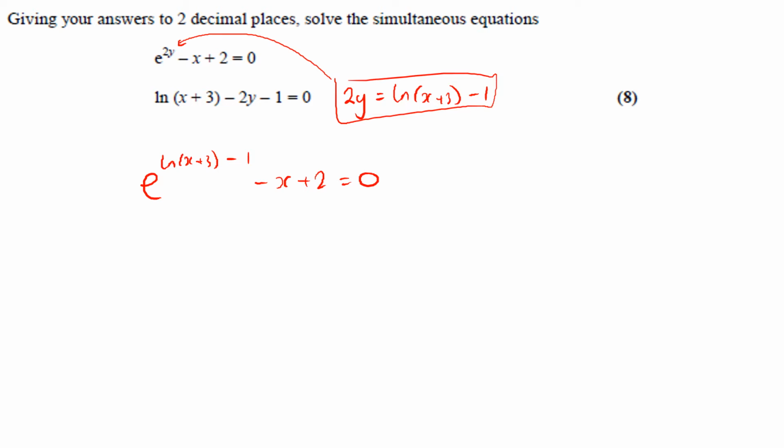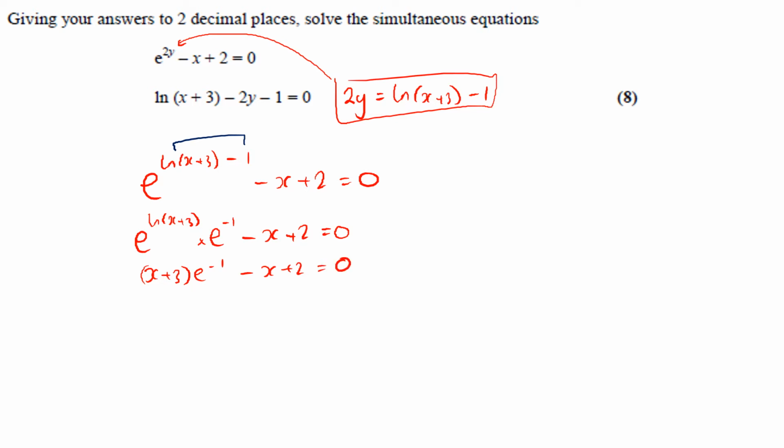Well, we can split apart this index using index rules and say that we have e to the ln of x plus 3 times e to the minus 1. Obviously, if we times things together, the indices would be added together. Minus x plus 2 is 0. And then we can tidy stuff up. So e to the power of ln of x plus 3, the e and the log cancel. We've got x plus 3 times e to the minus 1, minus x plus 2, equals 0. And now we're basically home.